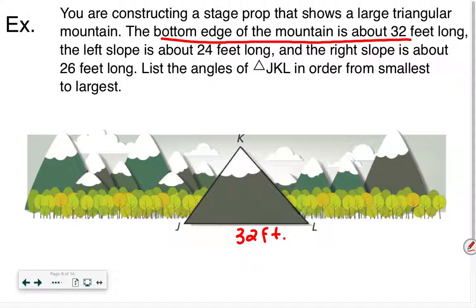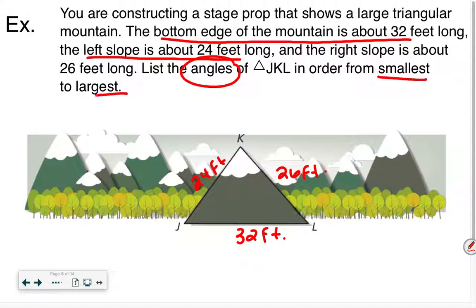And it says the left slope is 24 feet long. Who can raise their hand and tell me which side would be 24 feet? Amy? KJ. And then the right slope is 26 feet long. Lovely. List the angles in order from smallest to largest.